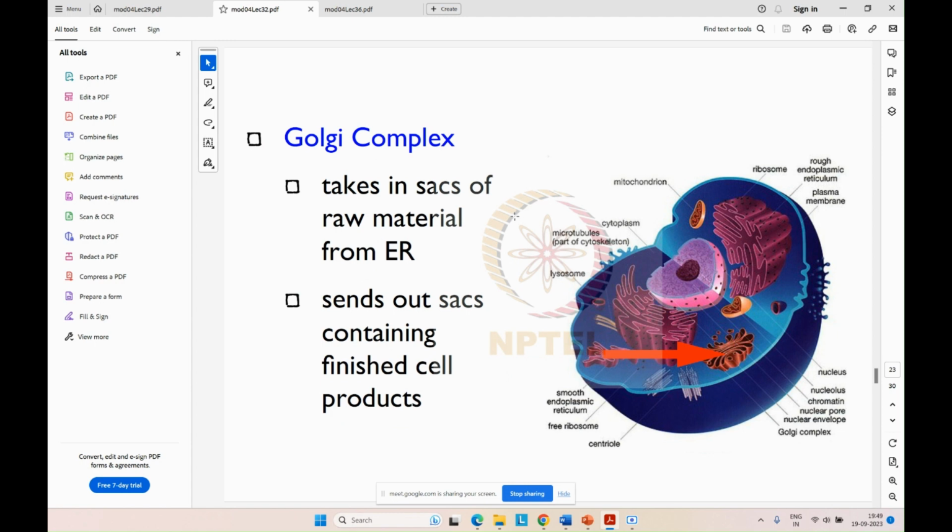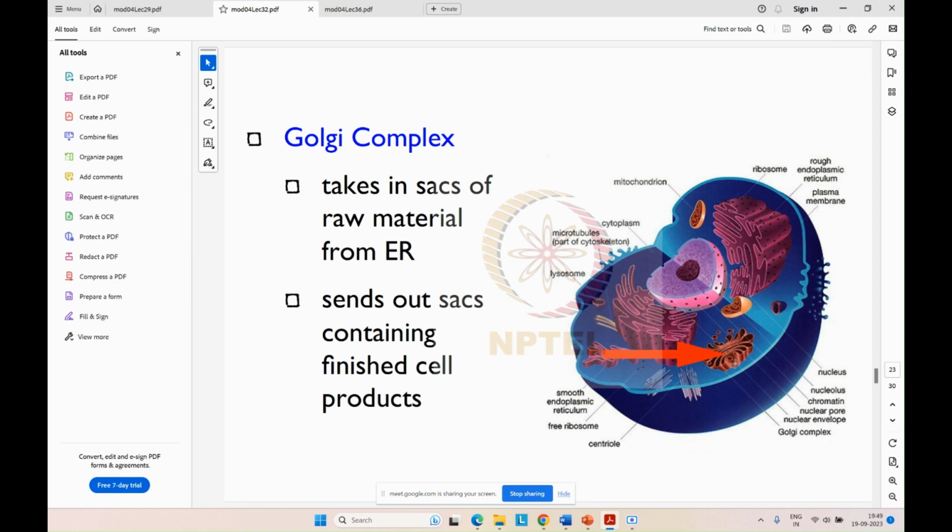Now, there is another organelle, which is the Golgi complex, which accepts the raw material from the ER, such as proteins produced in the ER, and then it processes those proteins. It imparts modifications to those proteins if they need to be phosphorylated, if they need to be ubiquitinated. It does all of that, and then it sends the proteins out into the cytoplasm.